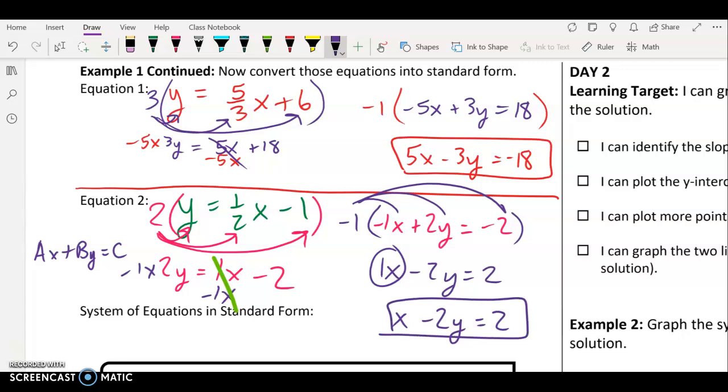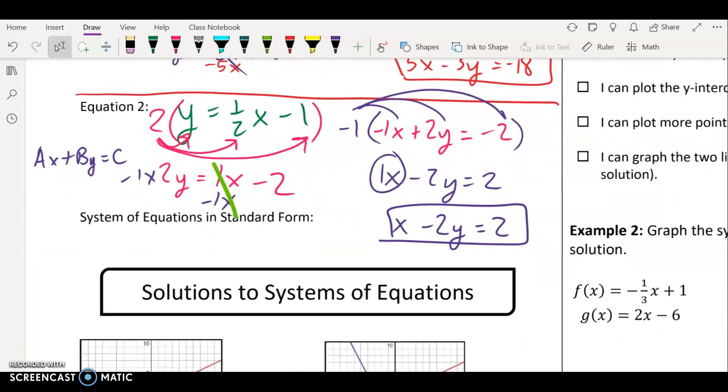So let's write down our actual final answer. These two equations that are boxed are the system of equations. Okay, so our system of equations then is 5x minus 3y equals -18, and x minus 2y equals +2. So here's the actual final answer. This is the system of equations.